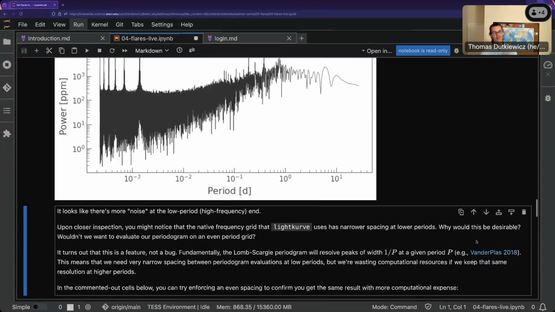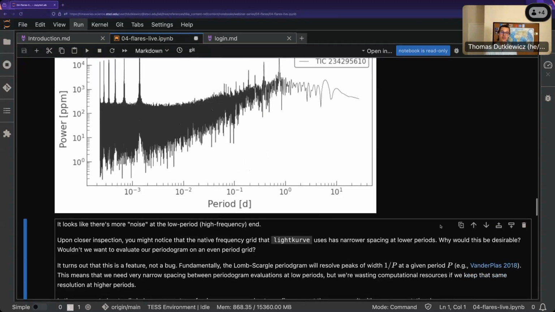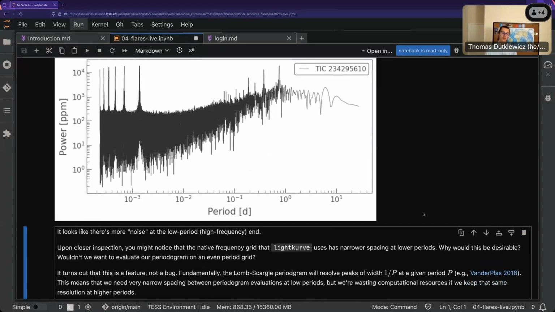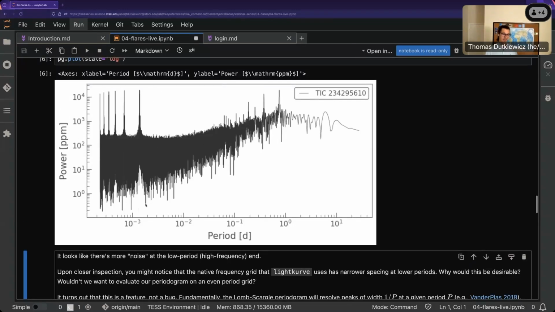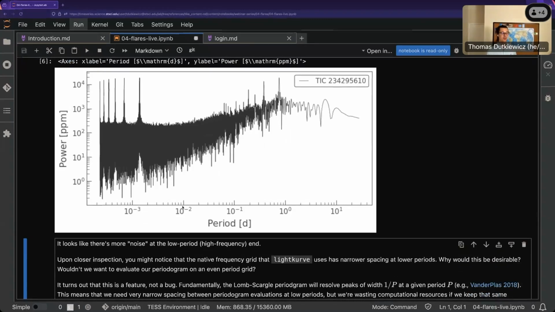I'd point you at van der Plas again, because there's an excellent treatment of this, but the short story is that in order to resolve peaks at a given period P, you need a grid spacing of 1 over P. You can imagine that as you get to 10 to the -3 and further, this grid spacing requirement becomes very, very computationally intensive because you're evaluating on so many different points. What lightkurve does for you is it does a handy little thing behind the scenes where at the left end of this graph, it's sampling at an extremely high rate, but that tapers off over time because you don't need it to resolve any peaks anymore.